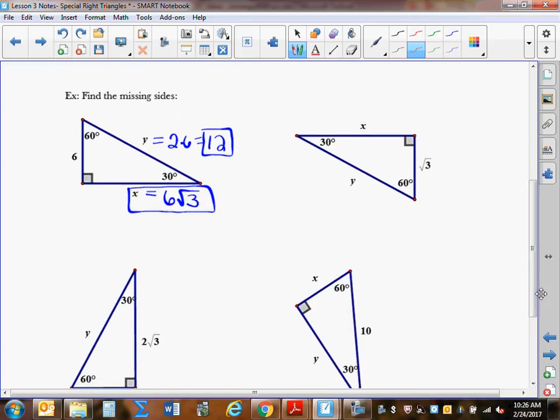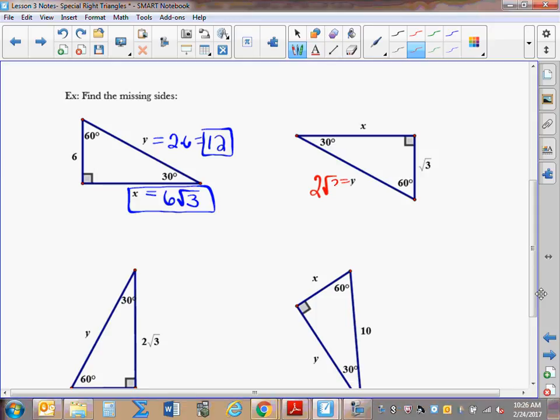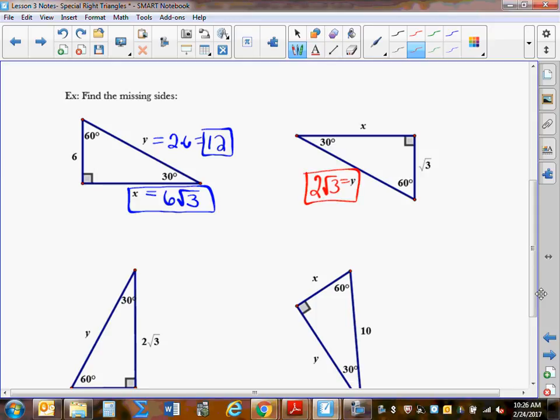What did they give us? The short leg. It's very kind. All right, so let's go and do hypotenuse. That's the easiest one. What's my hypotenuse? 2 root 3. Good, just twice that. Notice I cannot combine those together because one's not underneath the radical.